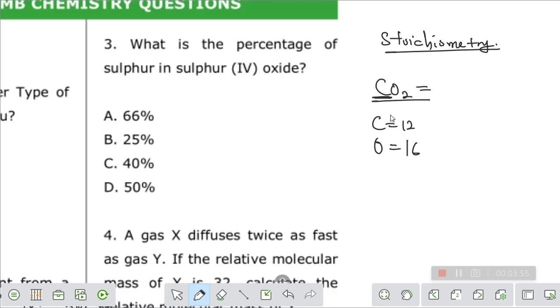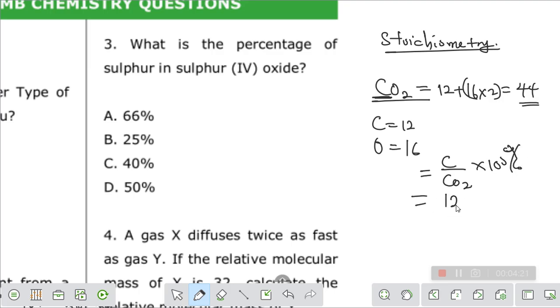So all you have to do is find the total molar mass of CO2 first. That would be 12 plus 16 times 2. So 16 times 2, then we have 44. That would be your molar mass for the whole CO2, right? Now, to find the percentage of carbon, it will be the mass of carbon over the total mass, then you multiply by 100%. So that's what you just do.